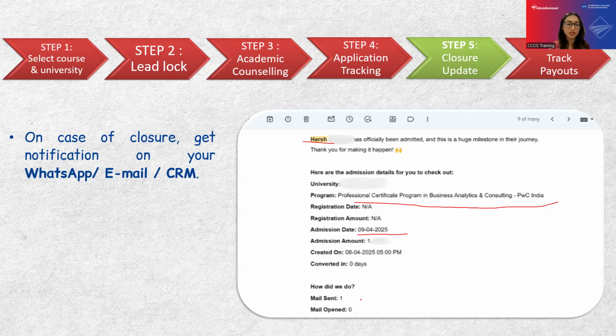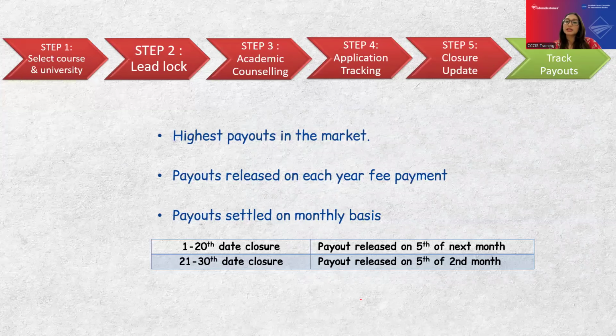Once you get this notification, you will get the payouts. Payouts are settled within a month, and they are released every academic year whenever the student is going to pay the fees, right? So that means there are better chances here.